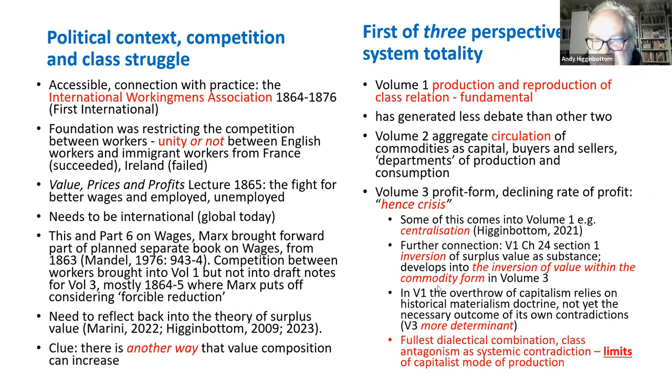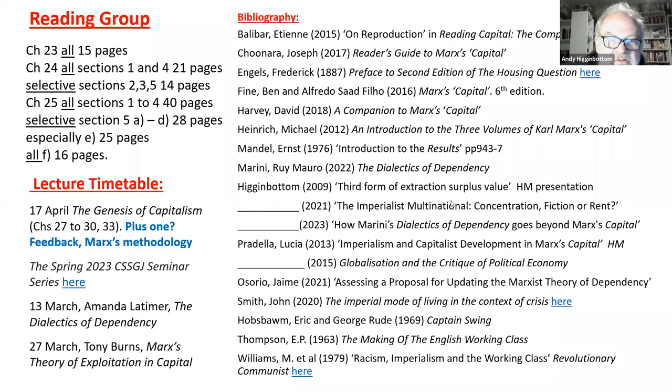I've talked about totality and the three different ways in which there is a totality. It's only when you get to the third one in volume three that the necessity of crisis really becomes a product of Marx's analysis. And this we can discuss also.